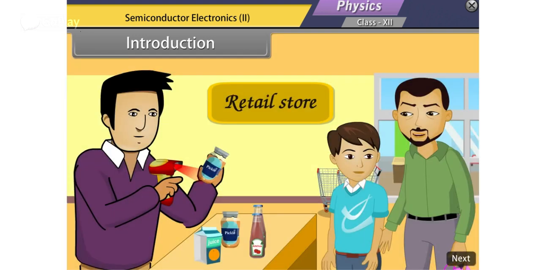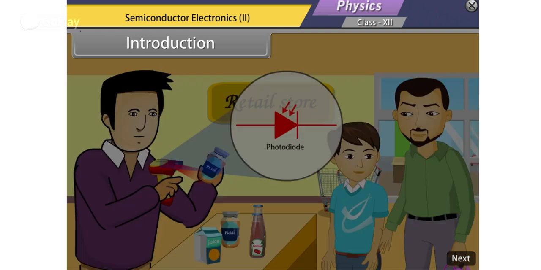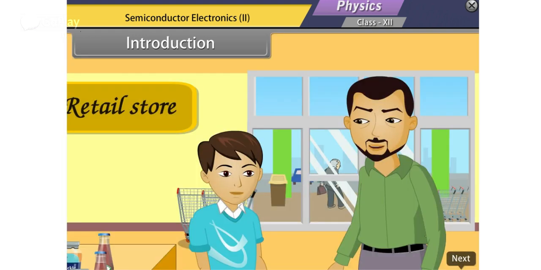Son, it is a barcode scanner and works on the principle of a photodiode. A light source emits light on the object, and the reflected light is sensed by the photodiode, which produces electrical signals accordingly. It is an application of semiconductor electronics. Okay, Father. I got the answer to my question, and I want to know something more about semiconductor devices.